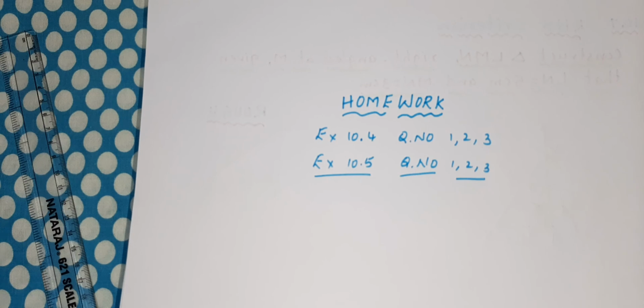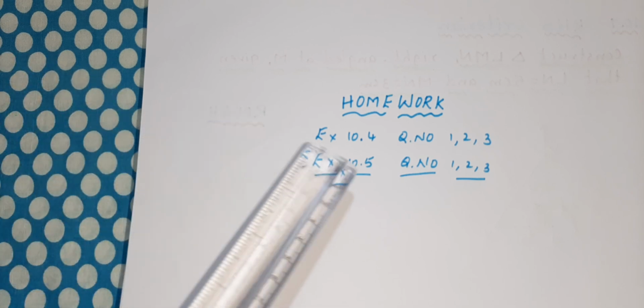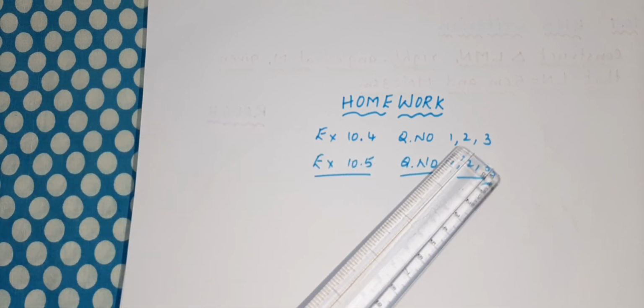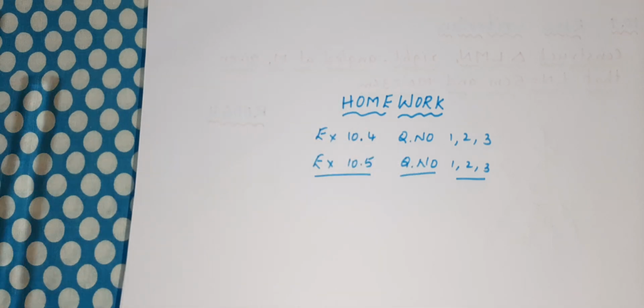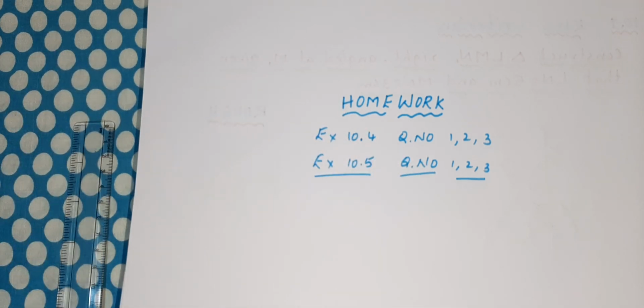Right, children, I hope you understood how to construct a triangle by using ASA criterion as well as RHS criterion. Right? So today's homework is exercise 10.4 question number 1 to 3 and exercise 10.5 question number 1 to 3. Please complete these questions and forward to my WhatsApp number.